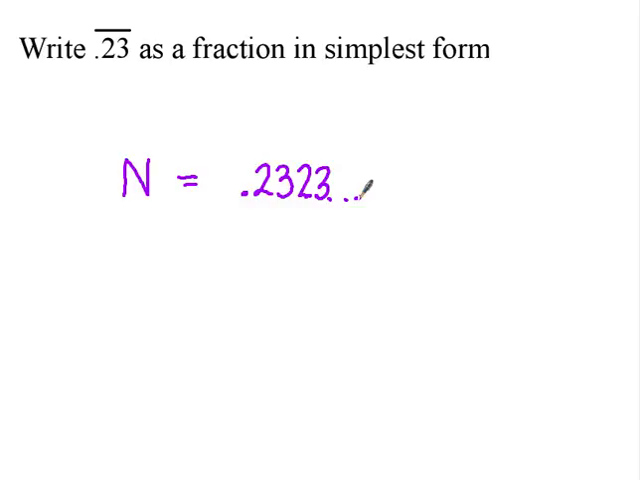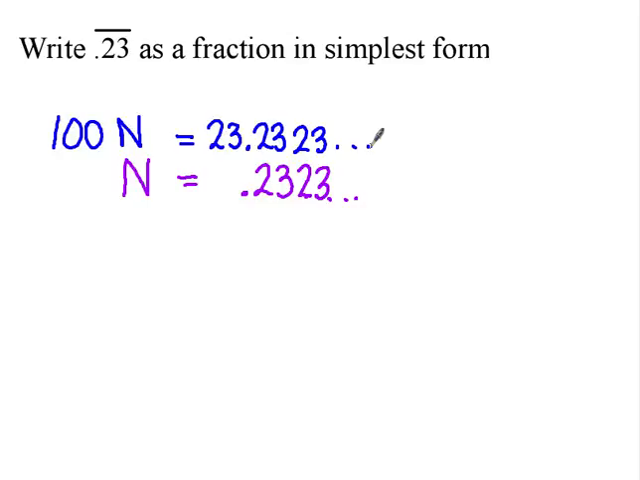Next step, you count how many digits repeat. How many digits repeat? 2. So how many zeros do I add? 2. So instead of it being 10n, what's it going to be? 100n, okay? So on the last problem, I moved the decimal 1 place. How many am I going to move it here? 2 places. So if I move it 2 places, what does this become? 23. Good. 23.23. And if you wanted to fill in another 2, 3, you could, because that's the same thing.